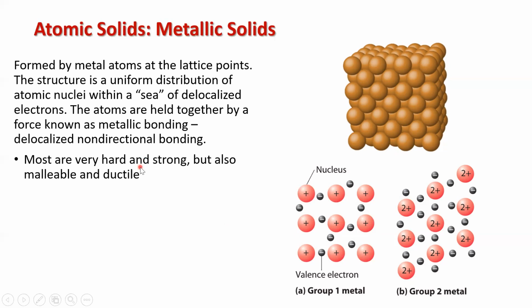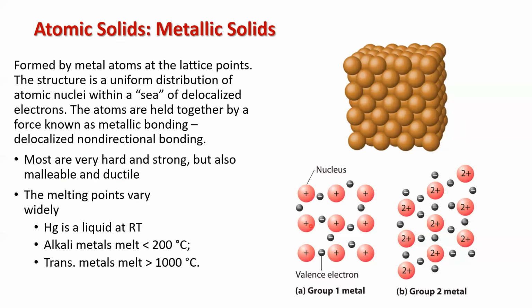Okay, metals, atomic solids made out of metals with their lattice points, are very hard and strong, but they are malleable and ductile. Malleable means that we can spread them out into thin sheets. We can hit them with a mallet and make them nice and thin. Ductile means we can draw them out and make wires out of them. And metals are malleable and ductile because of the way that the atoms are arranged in that atomic solid.